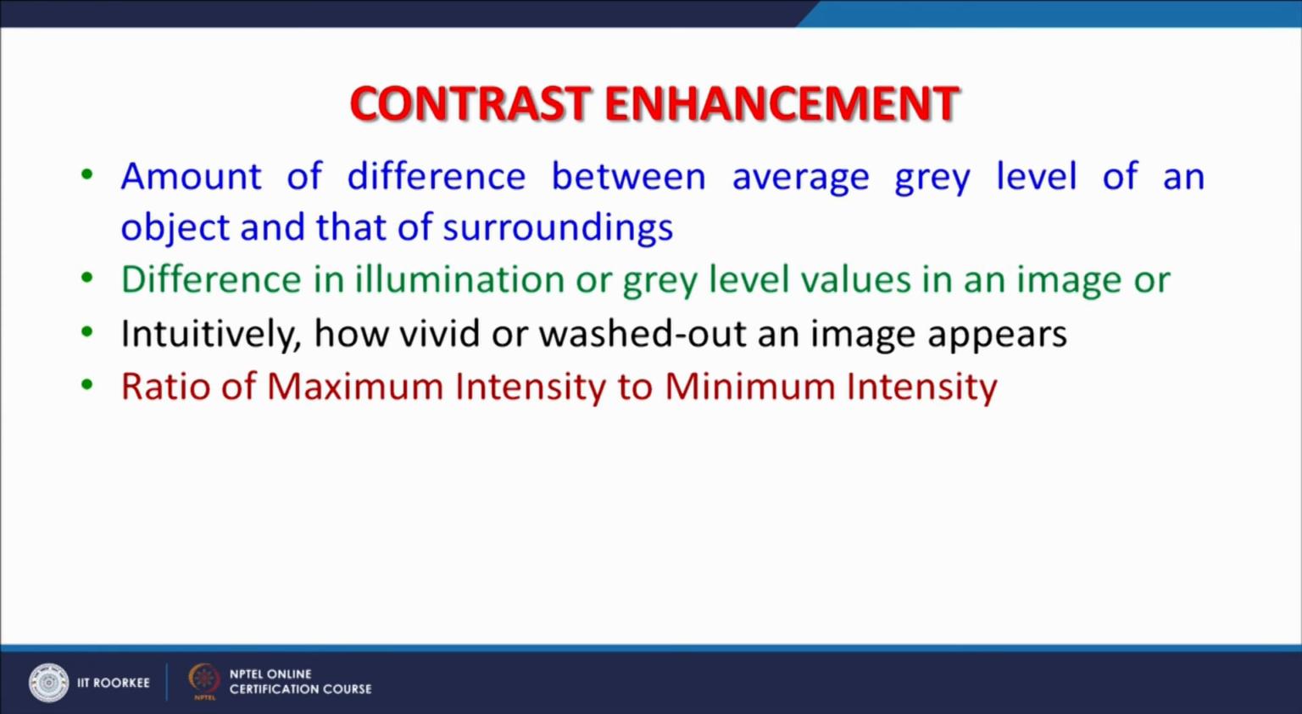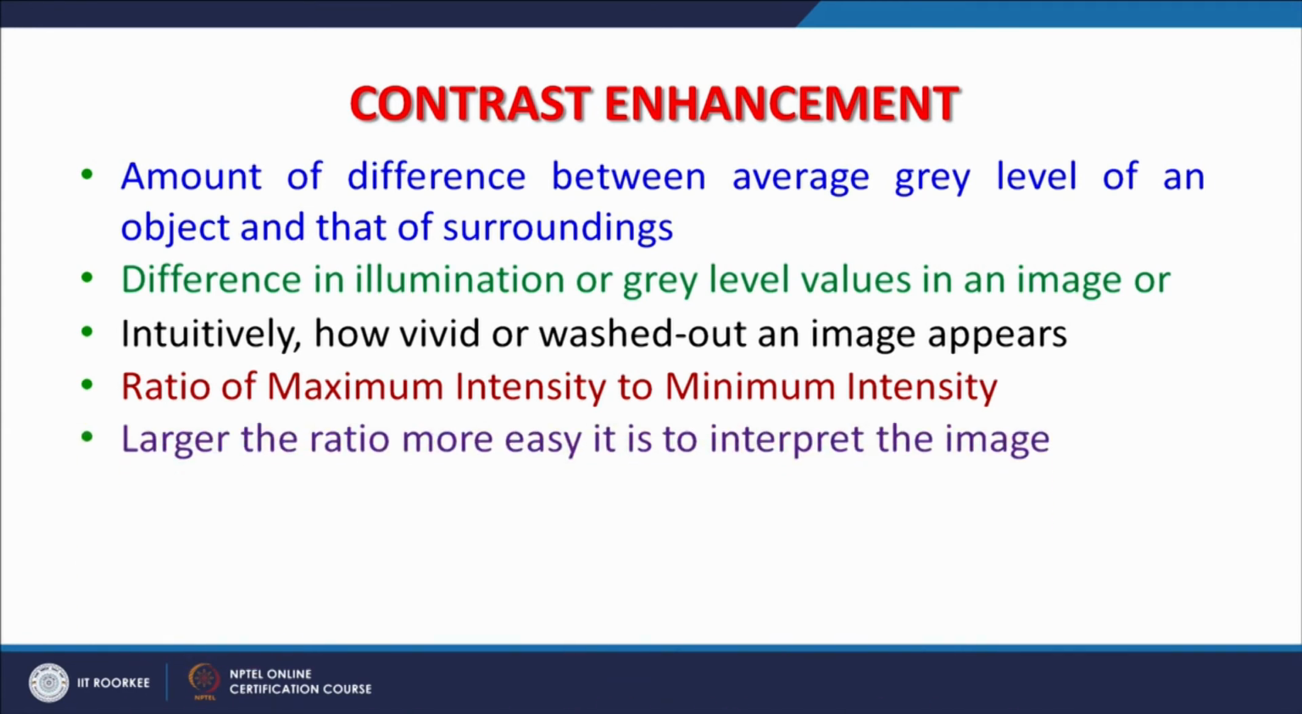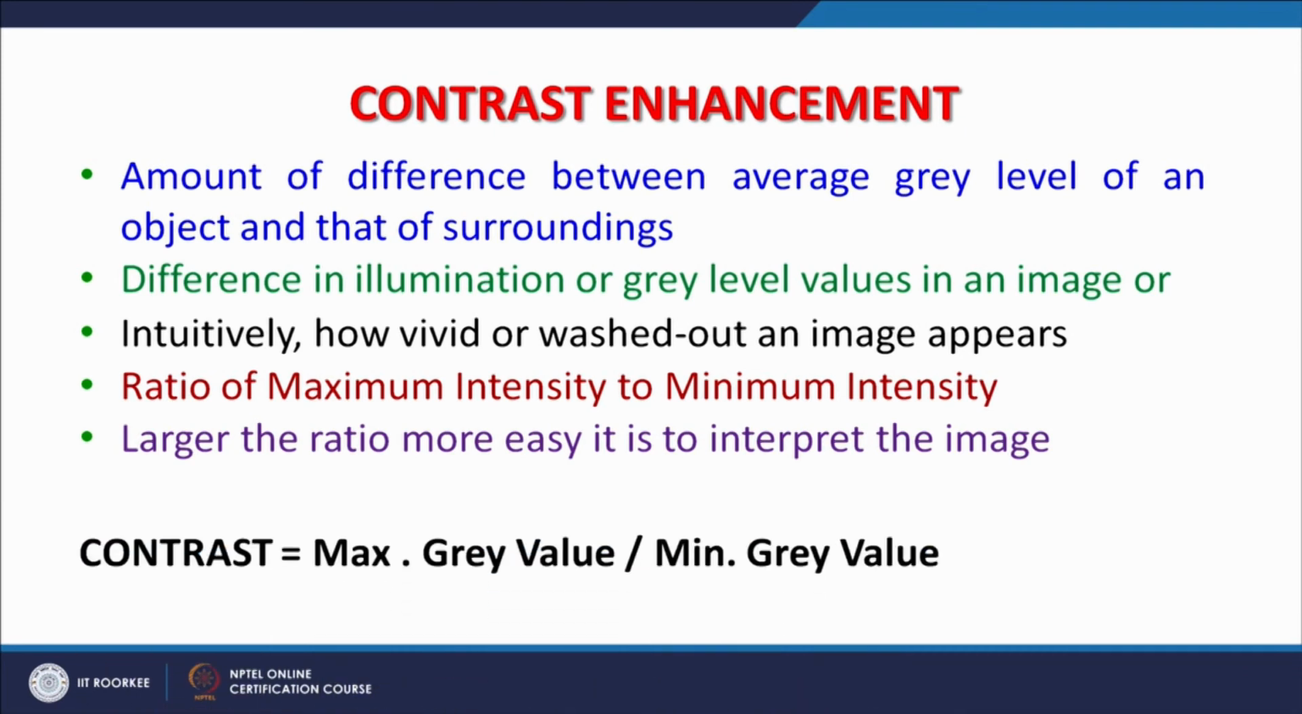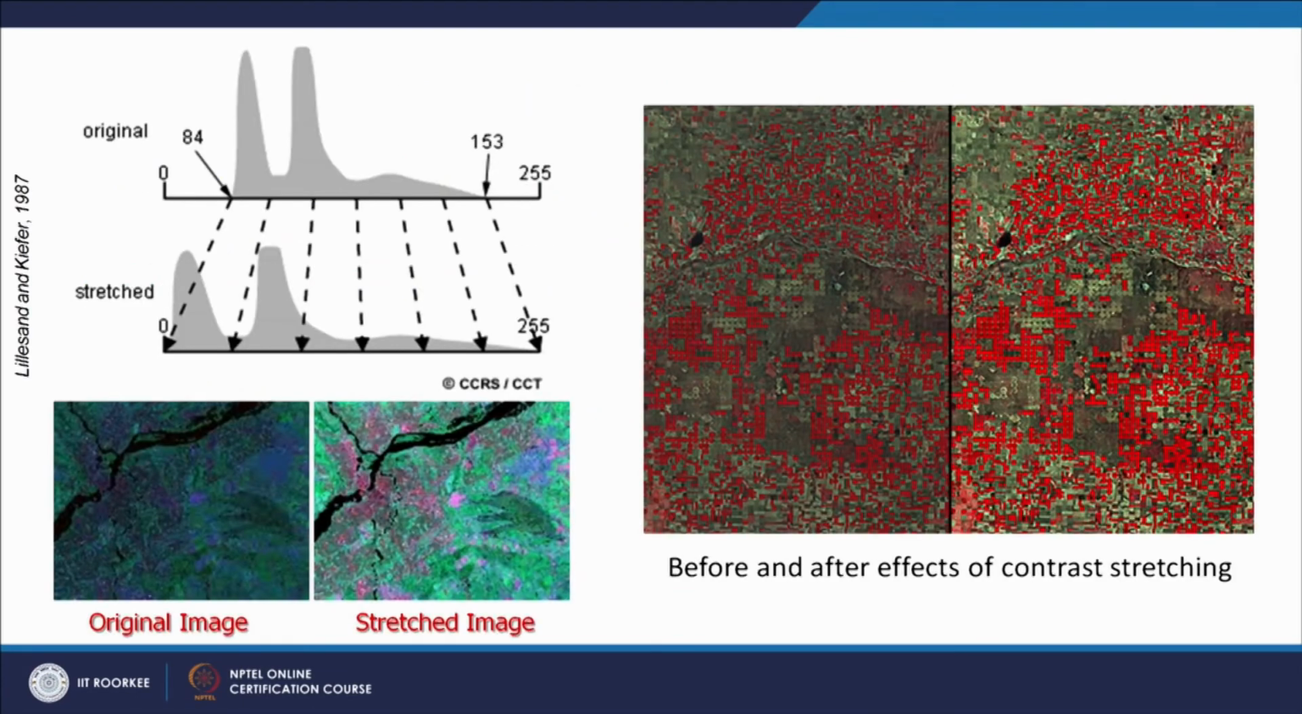Ratio of maximum intensity to minimum intensity. The larger the ratio, the easier it is to interpret the image. So contrast enhancement is basically maximum gray value divided by minimum gray value. This is the example here. On the left side you have the original image, and on the right side you have the stretched or enhanced image.